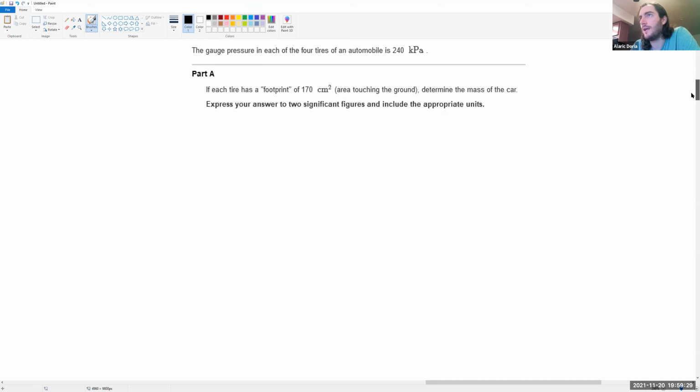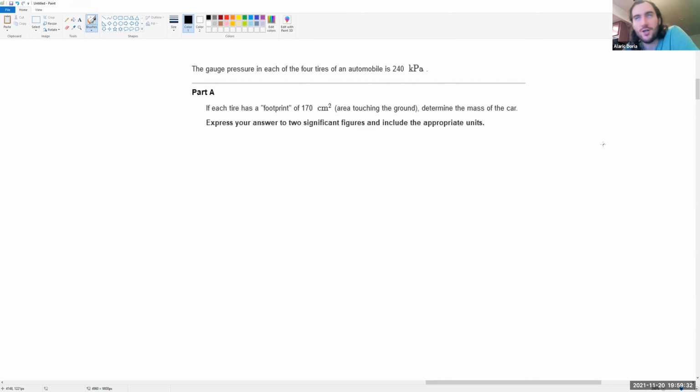Let's go ahead and take a look at another question here. So this is a question related to pressure. The gauge pressure in each of the four tires of an automobile is 240 kilopascals. If each tire has a footprint of 170 centimeters squared, what do they mean by footprint? They mean the area of the tire that's touching the ground. Determine the mass of the car. Express your answer to two significant figures and include the appropriate units.